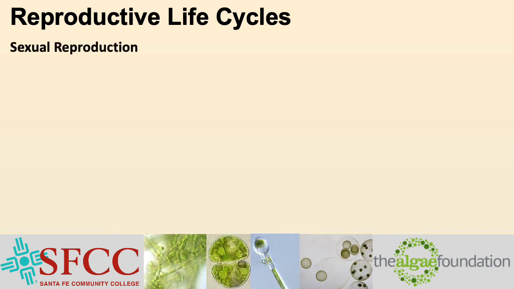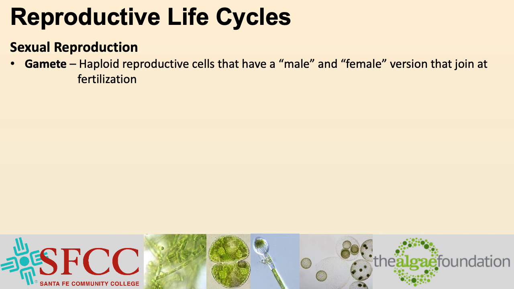In sexual reproduction, there are gametes. These are the haploid reproductive cells that are a result of meiosis and have a male or female version. Male and female are in quotes because the distinction between the sexes can be very difficult in many species. And in many cases, the sexes are distinguished by a plus or a minus. After the haploid gametes fuse, the resulting diploid cell is called a zygote.